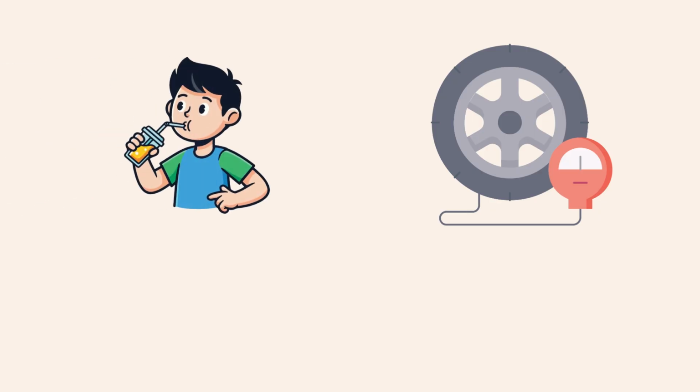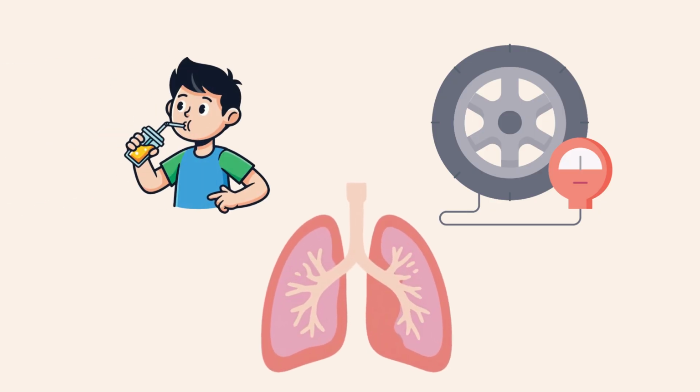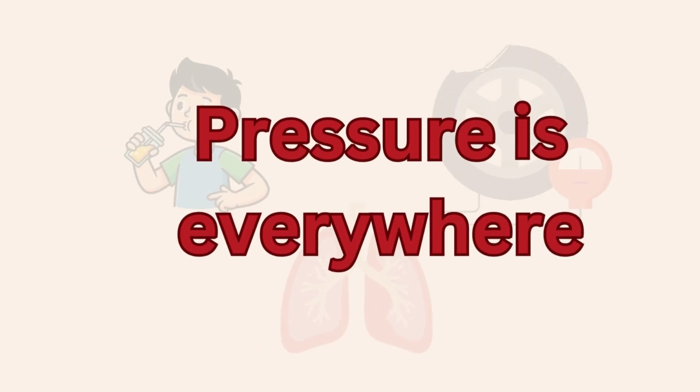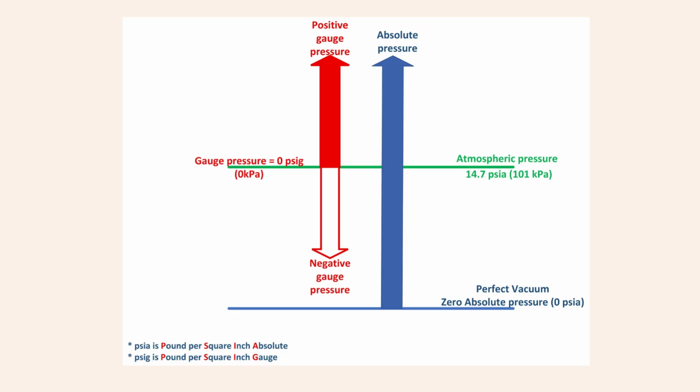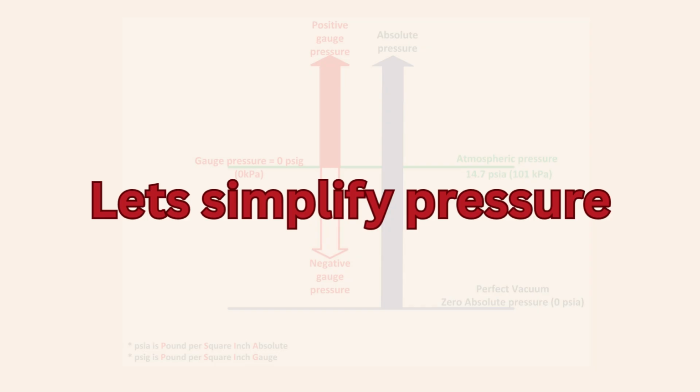But pressure isn't just in industrial systems. It's in your tires, it's in your kitchen, it's in your lungs when you breathe. Pressure is everywhere. In this video, you will quickly understand the difference between absolute, gauge, and atmospheric pressure, and how engineers measure them in real life. Let's simplify pressure once and for all.